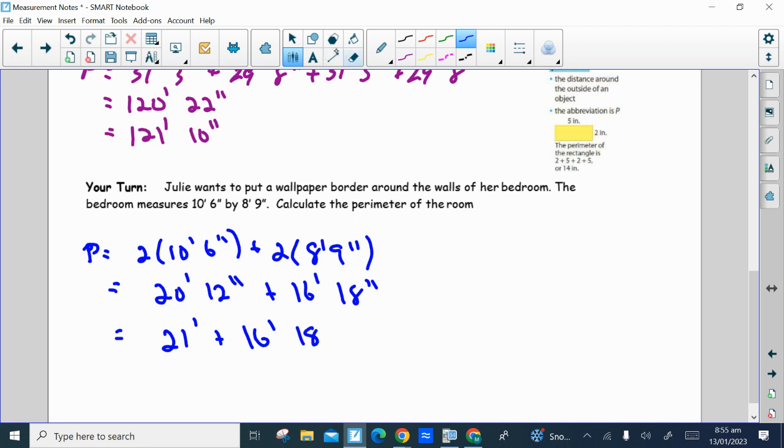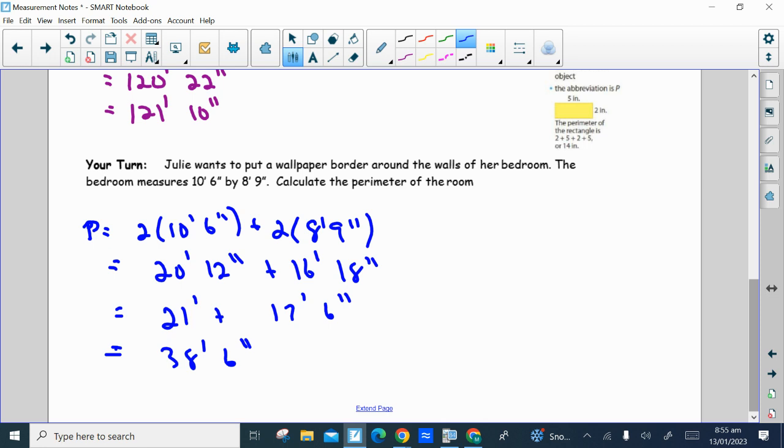And maybe what we should do right now, let's simplify that one, because again, there are 12 inches in every foot, so if we take 12 inches away from the 18, that'll give us 1 more feet, and it'll leave us with 6 inches. So now we'll add the 21 and 17 together and get 38 feet, 6 inches. That would be the perimeter of that room. That's the length of wallpaper that she would need in order to put that wallpaper border all the way around her bedroom.